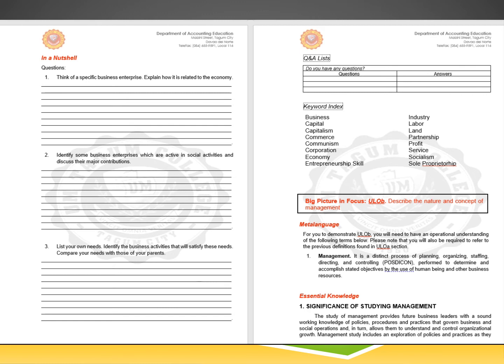This section also presents the keyword index for this particular lesson. So that's one set of a module in a particular unit learning outcome. The next section is the other ULO, ULO B, which is to describe the nature and concept of management. It is similar to ULO A in that it has meta language, essential knowledge, self-help, let's check, let's analyze, in a nutshell, Q&A, then the keywords. So all of the ULOs, or unit learning outcomes, will have the same set of sections.